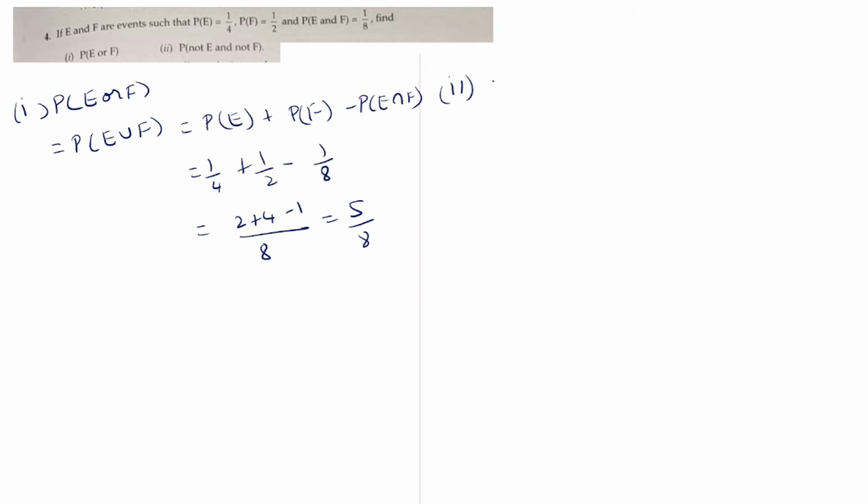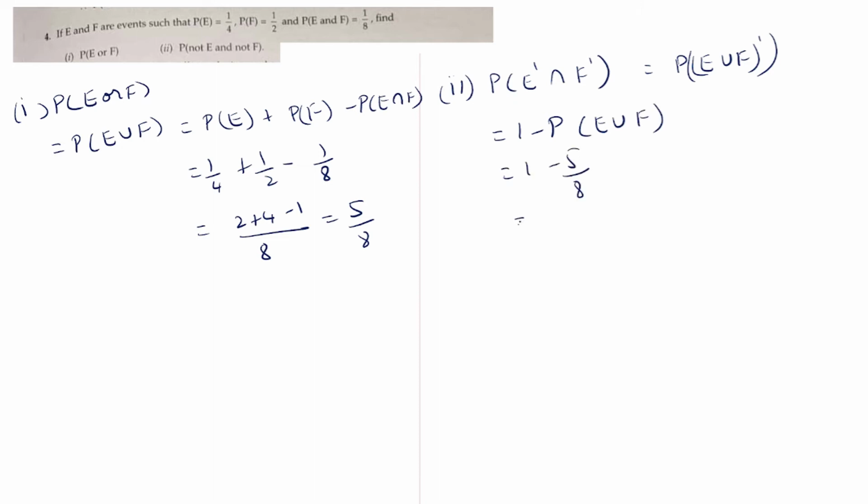The next subdivision, P of not E and not F, is E complement intersection F complement. So it is the probability of E union F the whole complement. So it is equal to 1 minus probability of E union F, or it is 1 minus 5 by 8, which is 3 by 8.